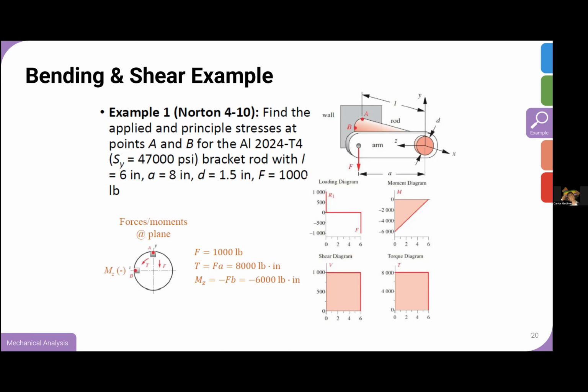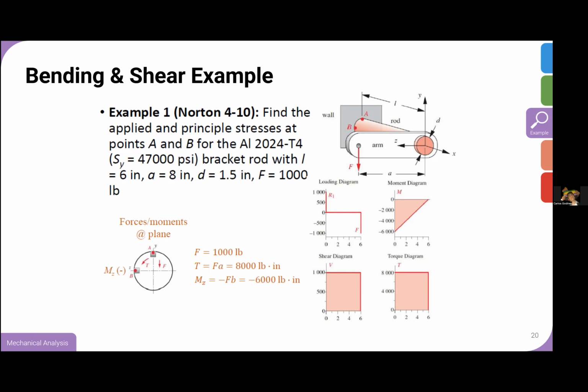For this question, we're going to bring it all together, calculating bending stiffness and transverse shear. We have this simple question: a rod and an arm, with a force going down on it. We're given some values for the material and the distances, and we are asked to find the max stresses and applied stresses at A and B.